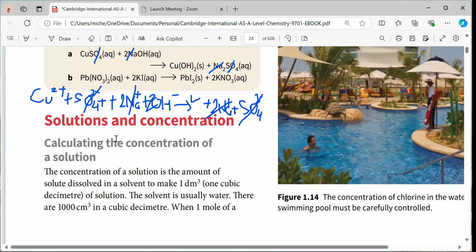Okay, so solutions and concentrations. Calculating the concentration of a solution. The concentration of a solution is the amount of solute dissolved in the solvent to make one cubic decimeter of solution. The solvent is usually water. There are 1,000 cubic centimeters.